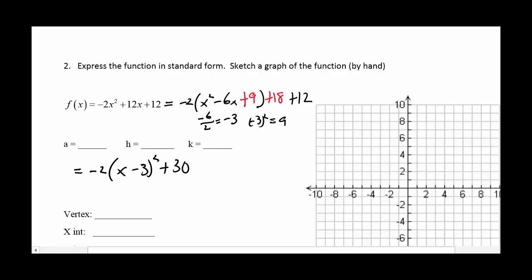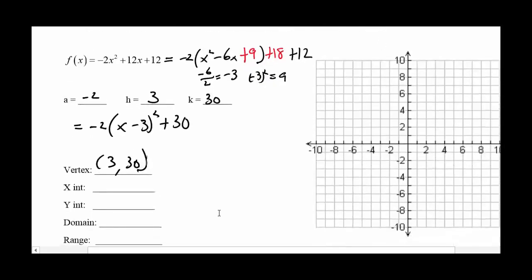Okay, so a would be negative 2, h would be 3 in this case, and k would be 30. So the vertex is at the ordered pair 3, 30, which makes me a little nervous looking at my graph. I think I came up with a question before I bothered to look at the grid, so we might have to draw our own grid, but that's okay.